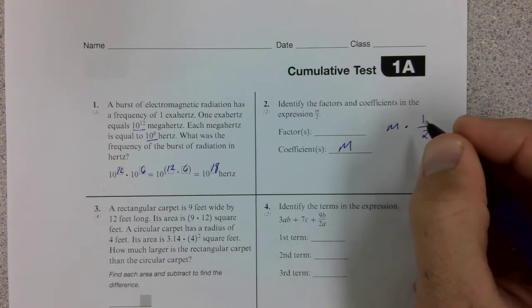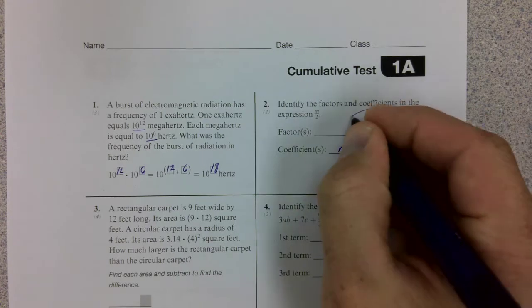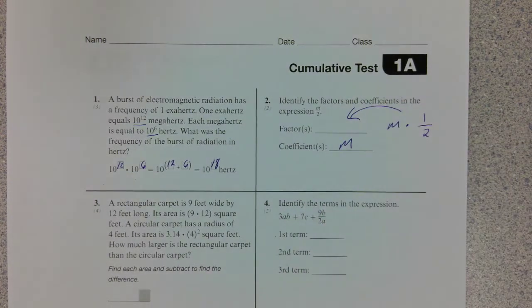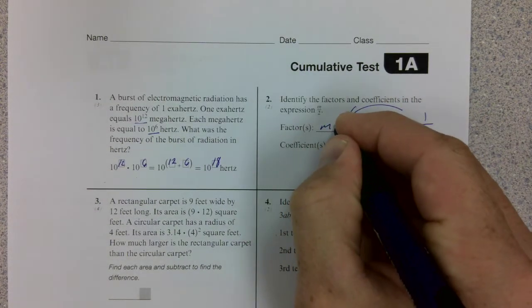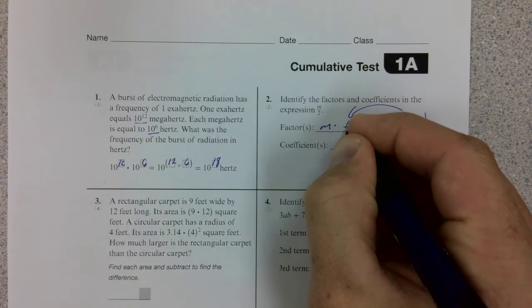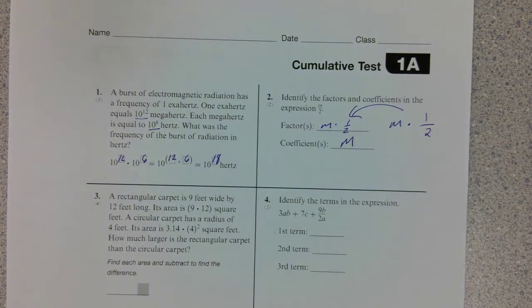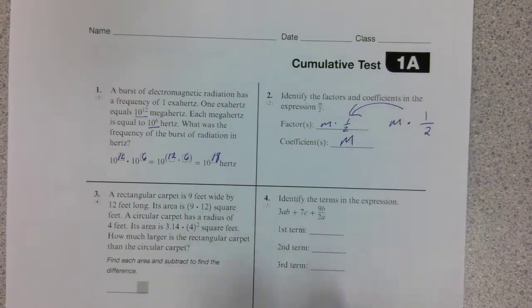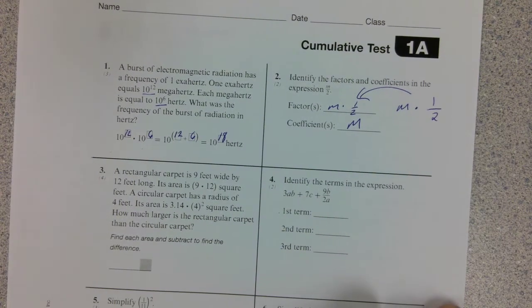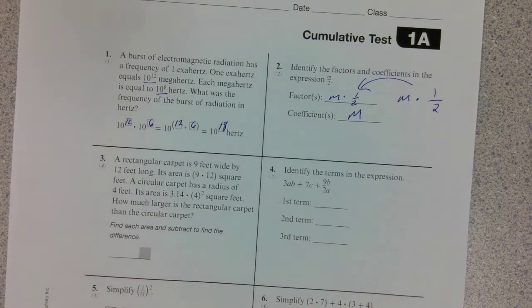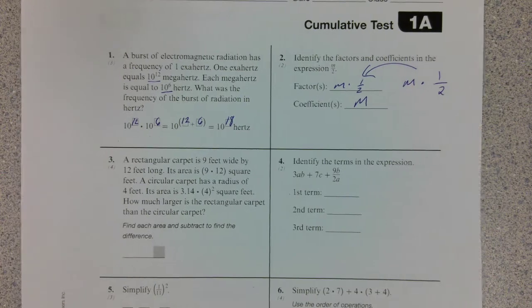So these two items right here would fall into the category of what our factors are. I would write those right there. M and 1/2. You can write that with a multiplication symbol or a comma to show that those are both factors. In number 3, a rectangle carpet is 9 feet wide by 12 feet long.